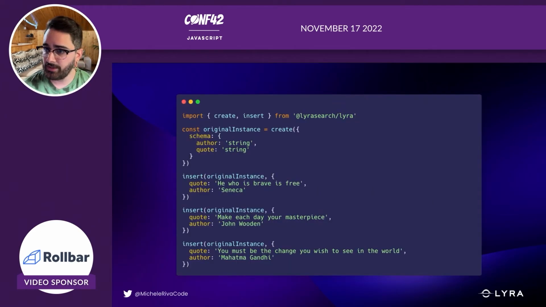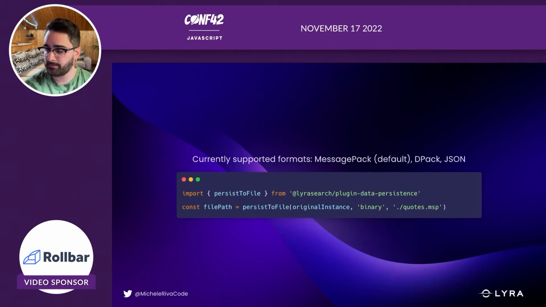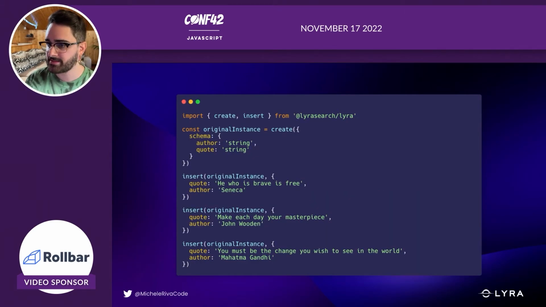So let's say we have this Lyra instance. We have a schema, we insert data into the original instance, then we import the persist to file function, which is runtime specific. This only works on Bun and Node.js as of now. If there's anyone wanting to implement this on Deno, I'd be super happy to help, of course. And persist to file will return the file path where you persist the data. It's an absolute path. So you pass the original instance that we just created, so this one for reference.